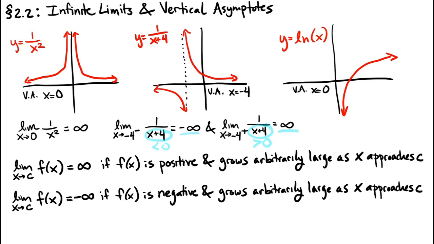So the reason it's different for 1 over x squared, the reason we have a two-sided limit there, is that regardless of what x is, whether it's positive or negative, x squared is positive. So we're always dividing 1 by a tiny positive thing, and we get a giant positive answer. The limit as x goes to 0 from the right is minus infinity.